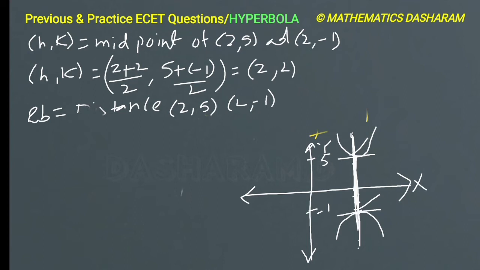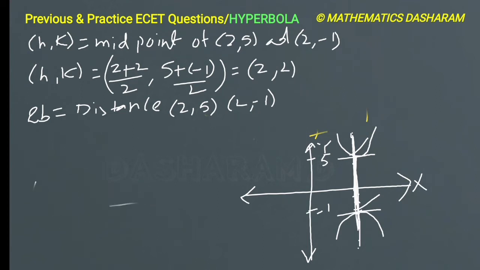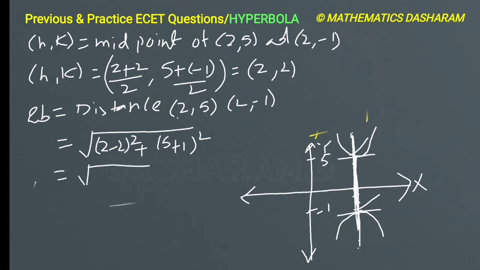So 2b equals the distance between them, under root (x2 - x1) whole square plus (y2 - y1) whole square. So y minus minus means y plus 1 whole square. 2 minus 2 is 0, 0 square, 5 plus 1 is 6, 6 square, square root cancel, 2b equals 6. So then b equals 6 by 2. So b equals 3.